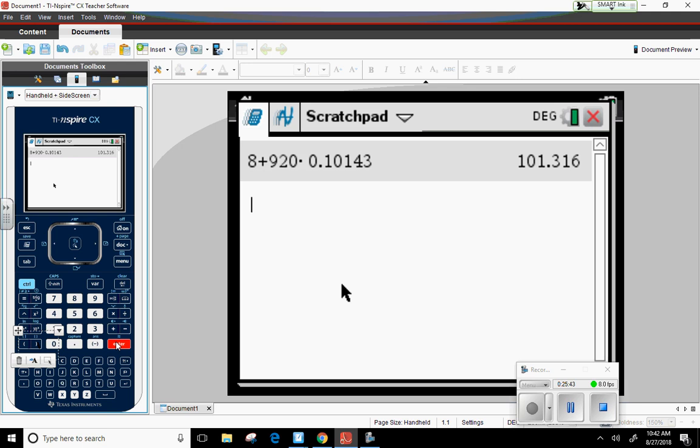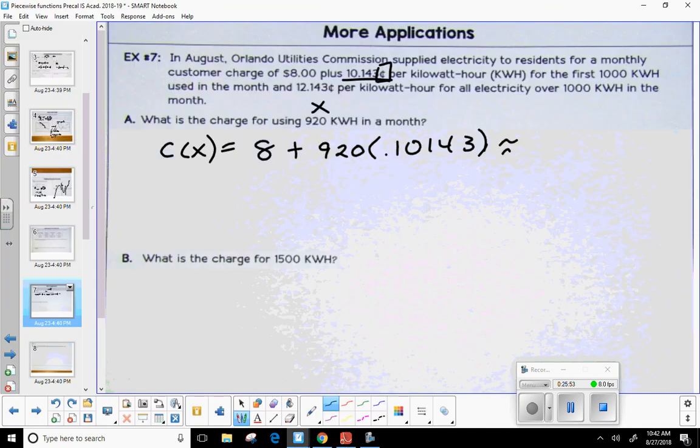Now, would we want to say 0.316? Now, remember, we're talking about currency. So we would want to go ahead and round to two places. So 101.32. So $101.32. Okay.